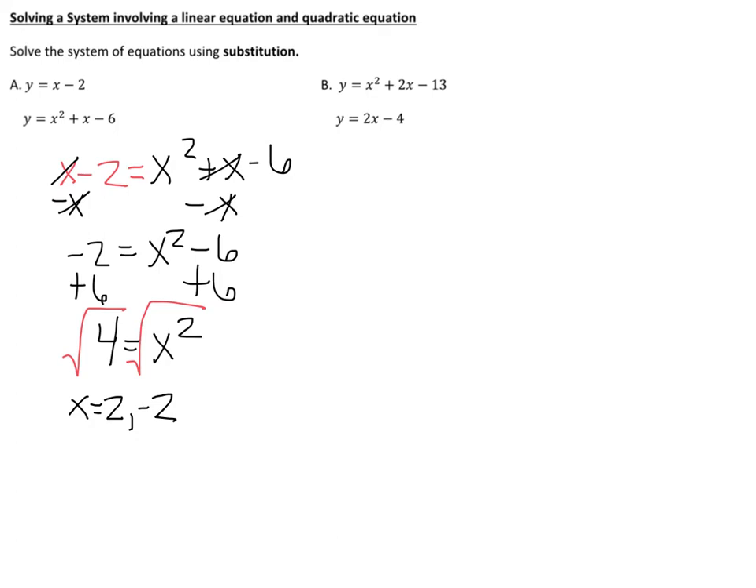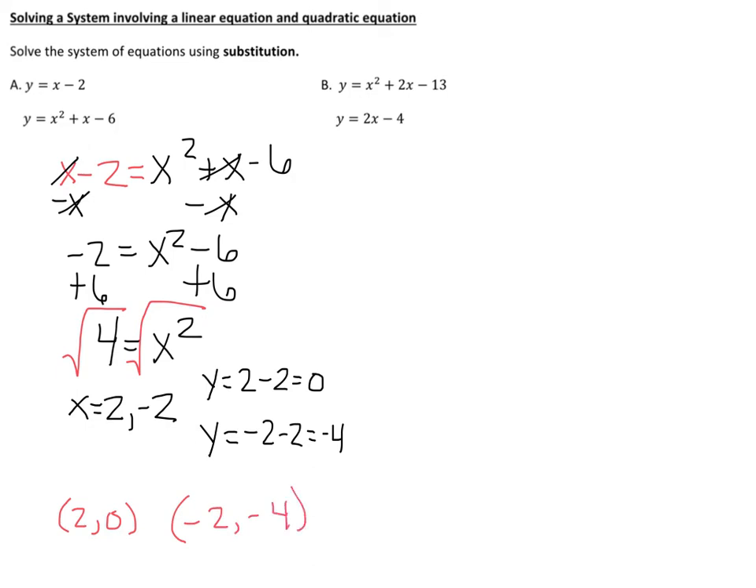We're going to have to plug both of these into one of the original equations. So first I'm going to have y equals 2 minus 2, which is 0. So my first solution is going to be 2 comma 0. And then when I plug it into the second one, I'm going to have y equals negative 2 minus 2, which is negative 4. So my second solution is negative 2 comma negative 4.